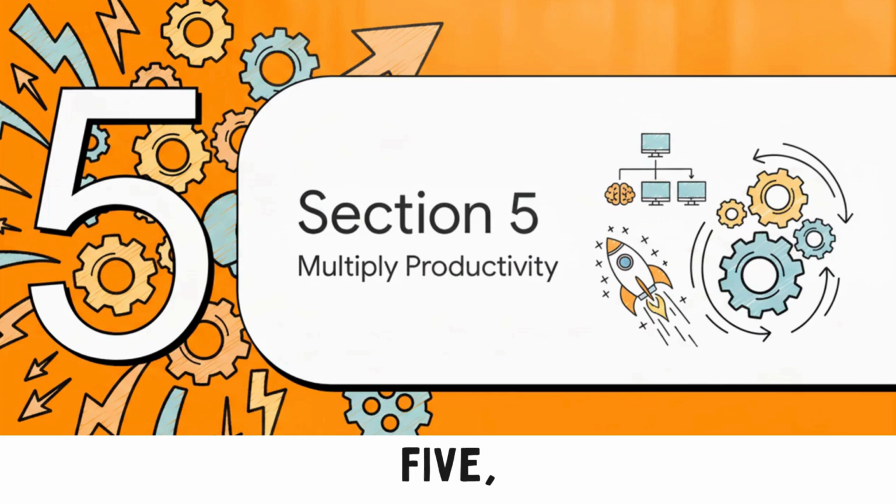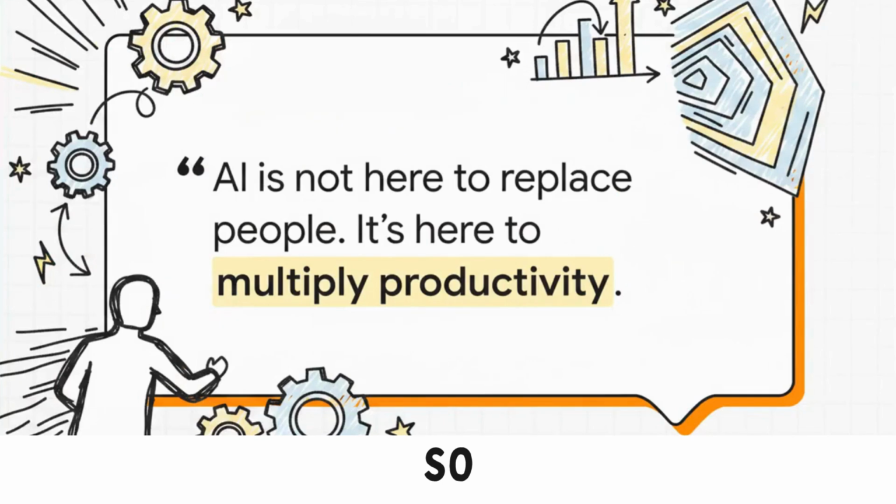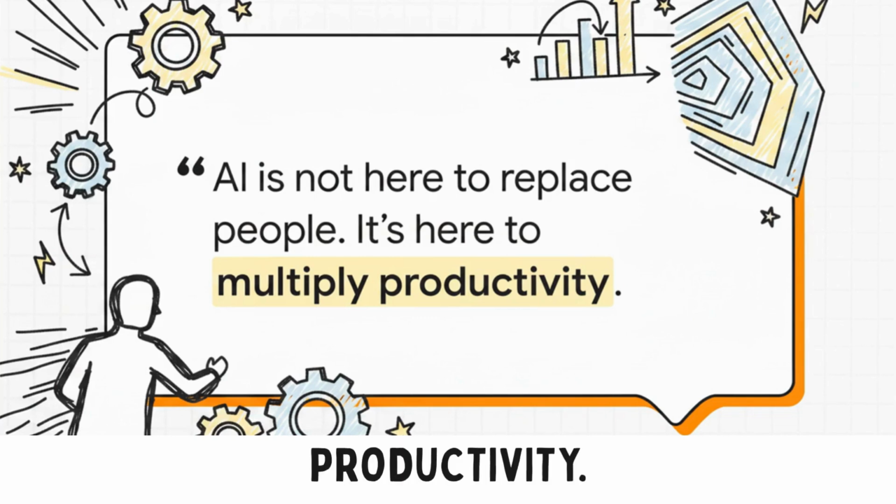Finally, Section 5, multiplying your productivity. Because at the end of the day, learning this system gives you a massive speed advantage. So the crucial point is this quote right here. AI is not here to replace people. It's here to multiply productivity. The people who learn how to properly use these tools as a connected system will absolutely always move faster than those who don't. By applying this system, you aren't making yourself obsolete, not at all.